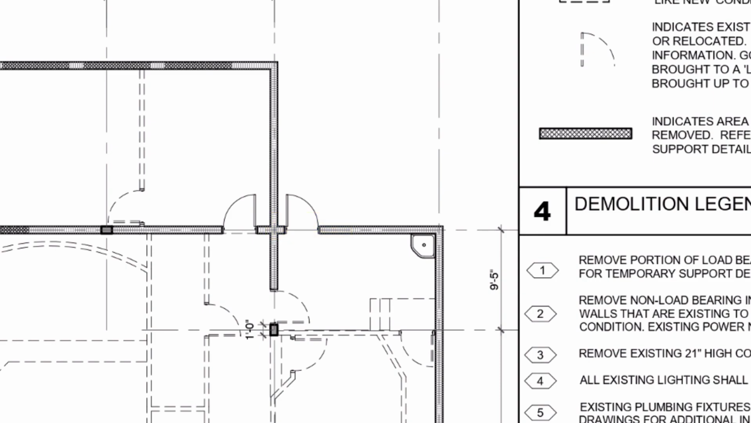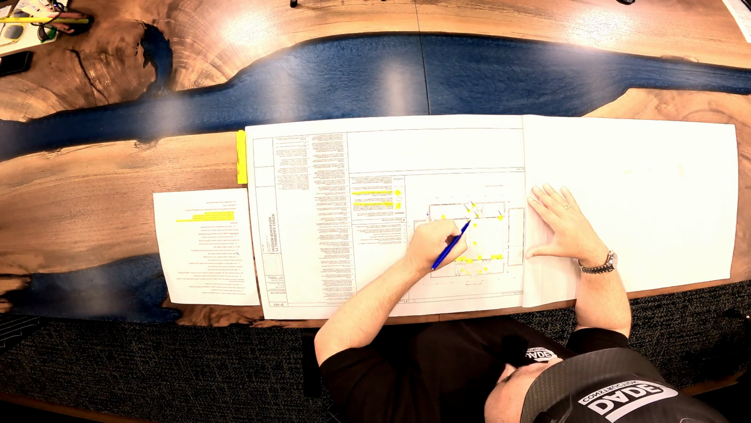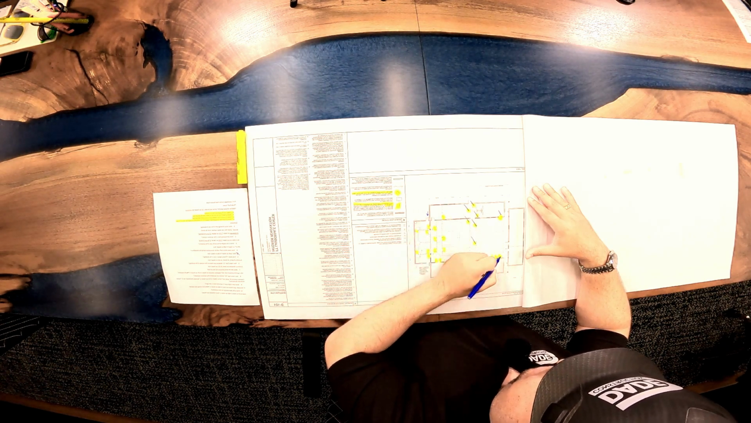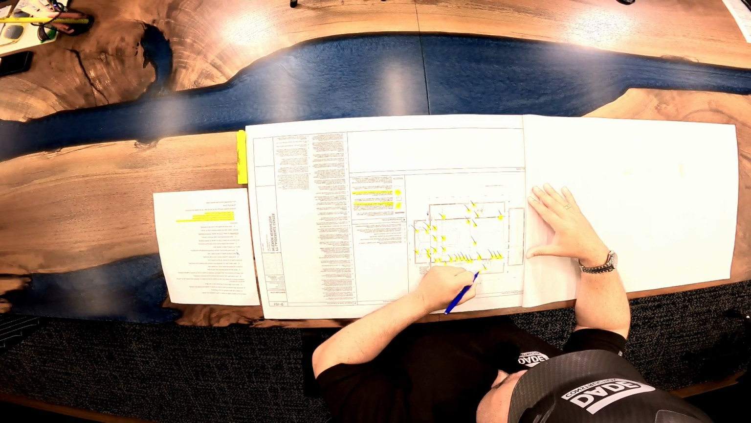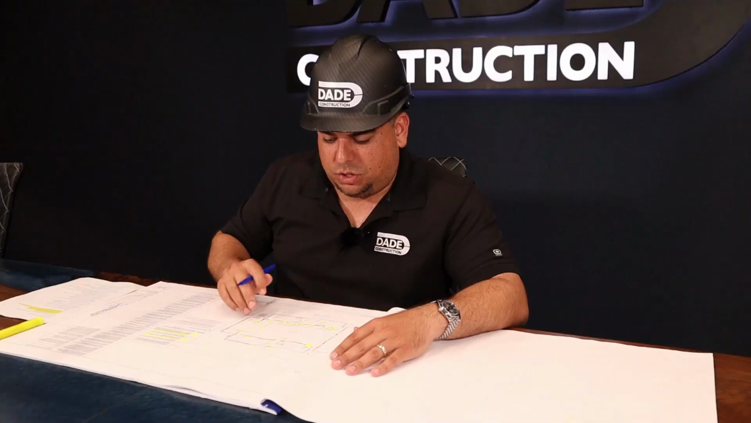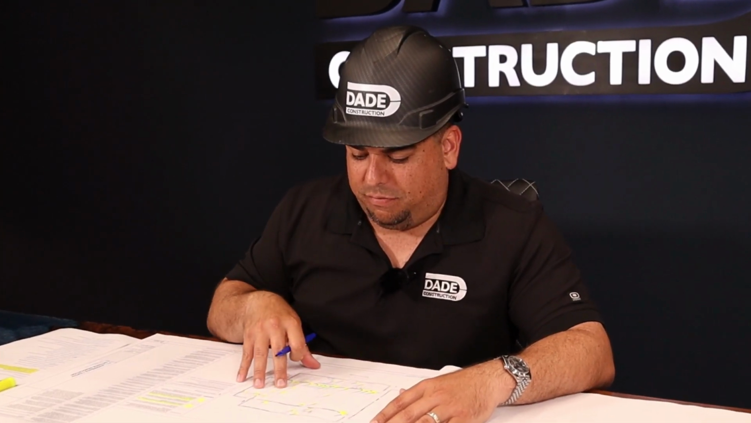So let's go ahead and just do a quick count for you guys. So we have 1, 2, 3, 4, 5, 6, 7, 8, 9, 10, 11... 33, 34, 35, 36. So there are 36 doors that have to be removed. All of them have been marked here.